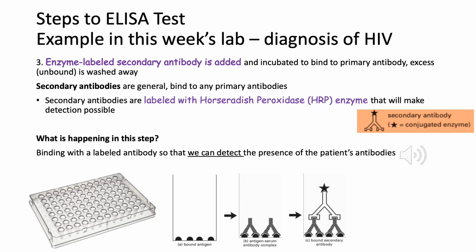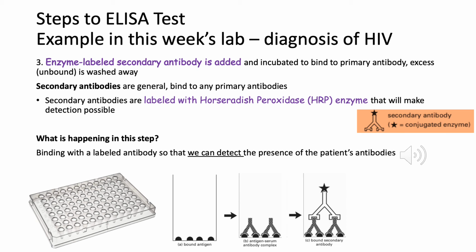In the third step, enzyme-labeled secondary antibodies are added to the wells and incubated, and they bind to the primary antibodies. And then again, excess or unbound material is washed away. So these secondary antibodies are general, and they're not specific. Like the primary antibodies are specific and only will bind to that particular antigen that they target. But these secondary antibodies are general, and they will bind to any primary antibodies.